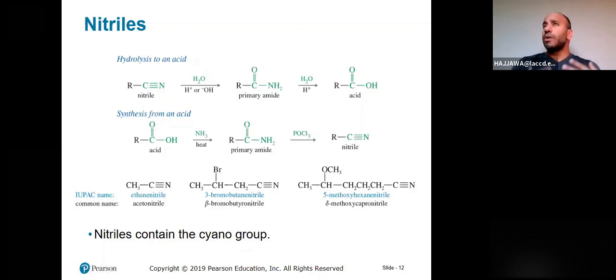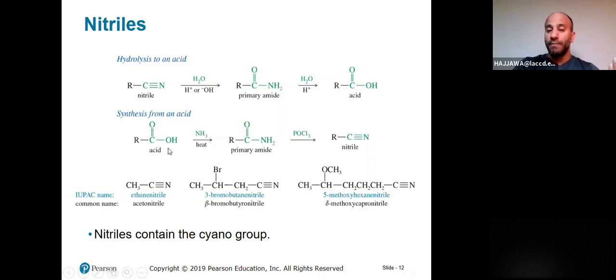Nitriles. We're going to learn some of the methods of how to make a nitrile. One of the methods is to do acid or basic hydrolysis of it to give me an amide and then an acid, or I could go back from the acid and make a nitrile through the same route.